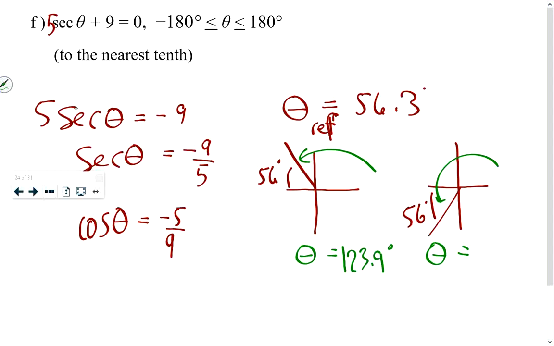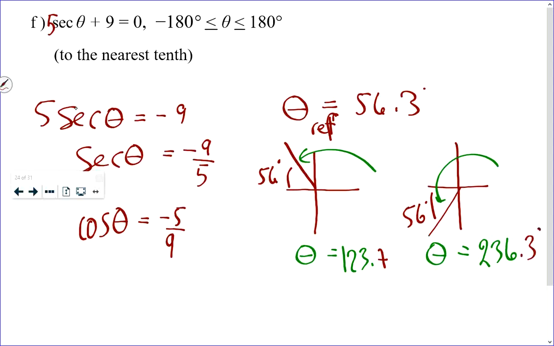(123.7 degrees). Yes. 236.1 degrees. 0.7. Oh, yeah. And it's 3 here, right? 7 and 3. Okay. I was thinking 1.